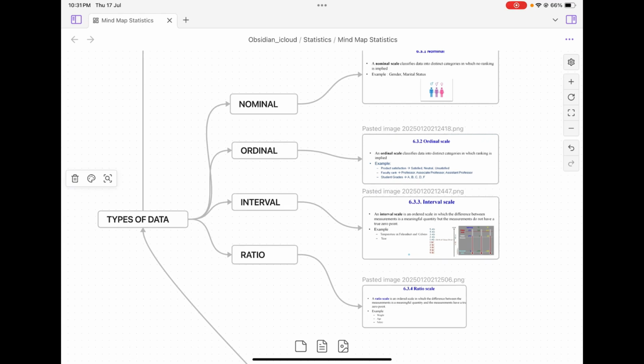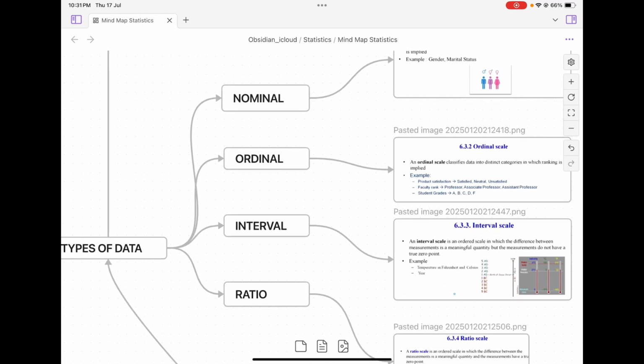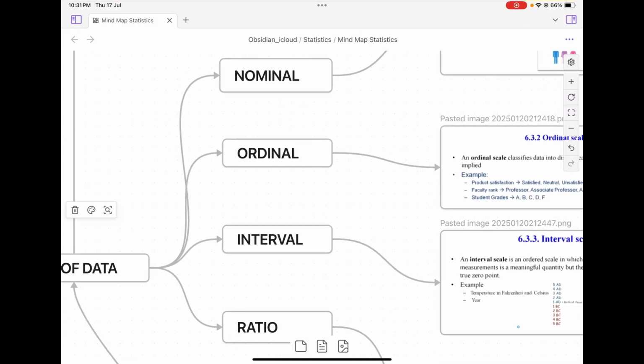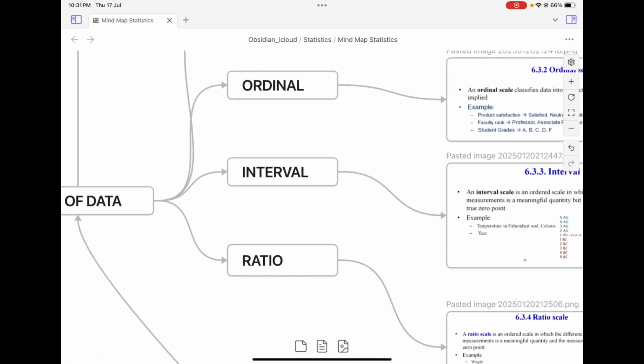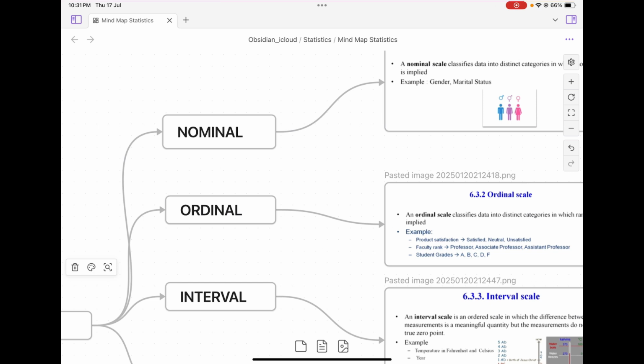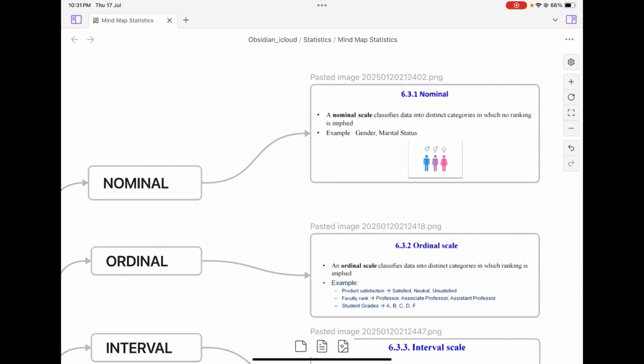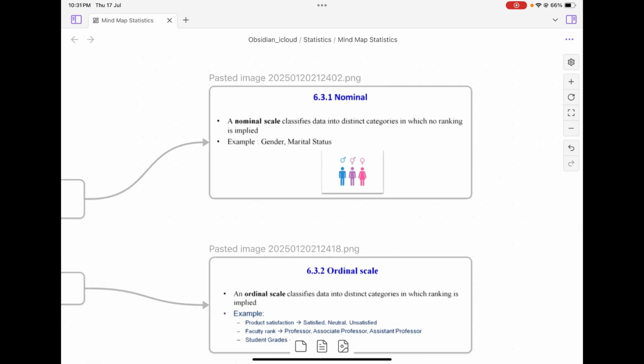This is generally classified into 4 different types. It's very important to know what are the 4 important types. These are nominal data, ordinal data, interval data, and ratio data. First let us see what is nominal data. Let us see that in detail.